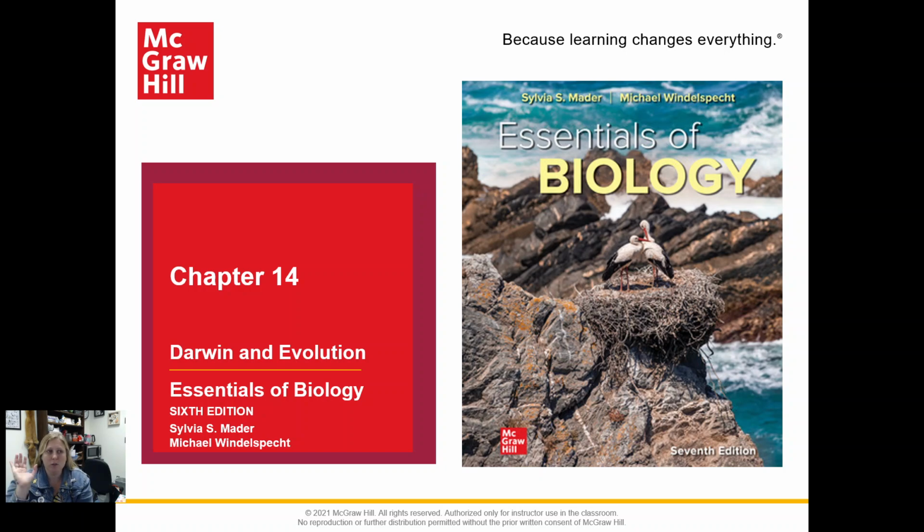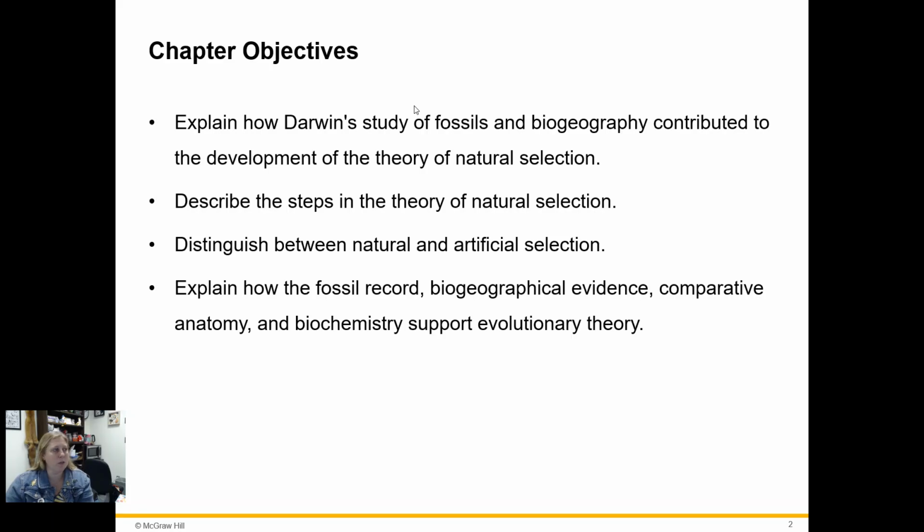time. So we're going to do a little bit of history and a little bit of understanding how Darwin came to his understanding of natural selection and evolution, and what we have that is support for today. When we look at the objectives for this chapter, we're going to talk about Darwin, and then we're going to talk about natural and artificial selection and the support for the evolutionary theory, because it is a theory.